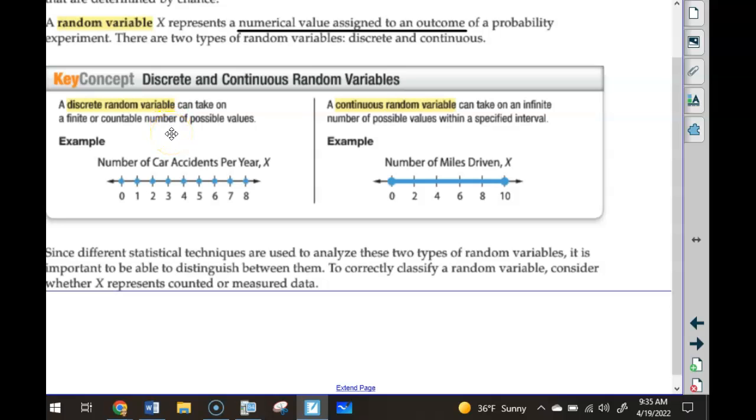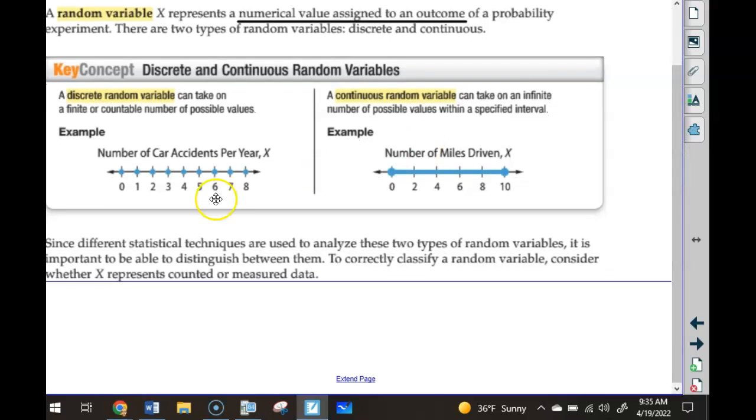There are two different types of random variables. There's discrete and continuous. I did not put this on the quiz, but let me try to help you understand the difference between the two. A discrete random variable is when something takes on a finite or countable number of possible values. In other words, you can't have decimals or fractions, basically. Something that happens in whole numbers only. Number of ice cream cones sold, number of cars in the parking lot, number of people who died from something. Those are all discrete variables.